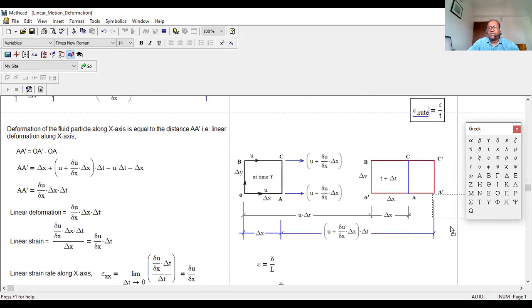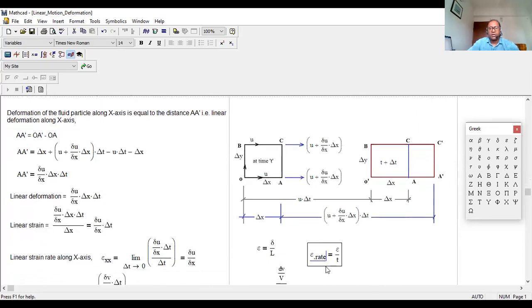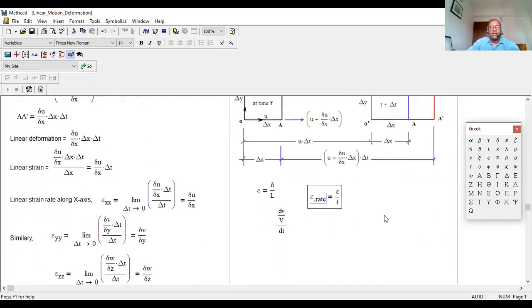How can we figure out the strain rate? Strain rate is based on deformation, and to get that deformation, how long does it take? You divide by that time, you will get strain rate. So rate of deformation, this is the delta linear strain, I'm sorry. This is the strain, and this strain is happening within time delta t.